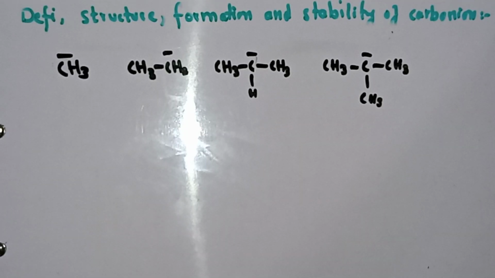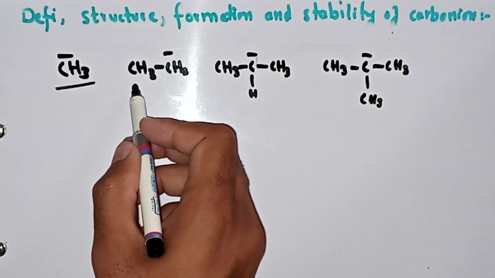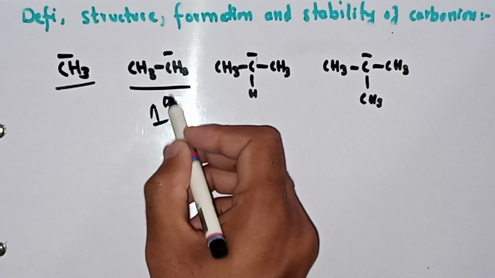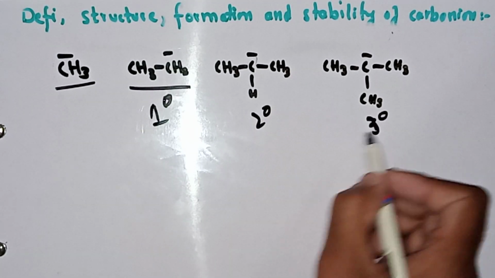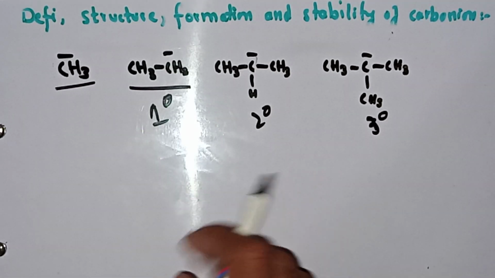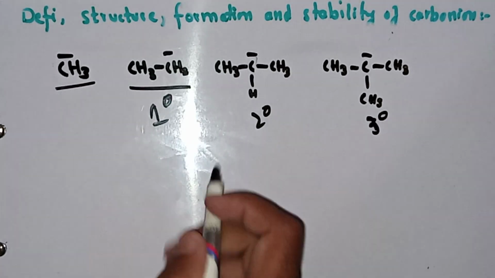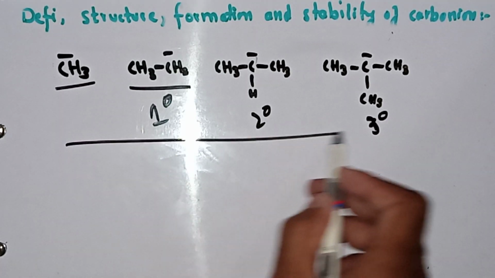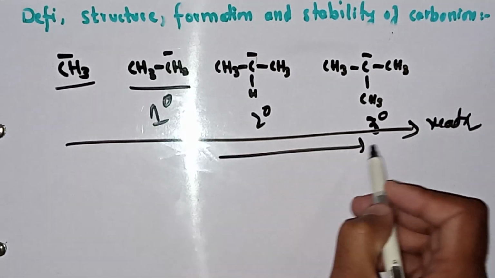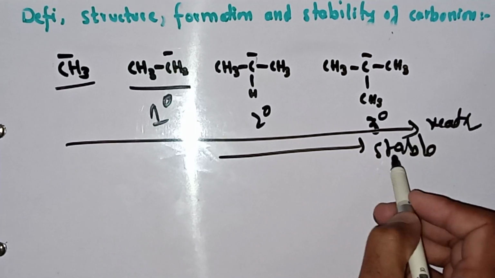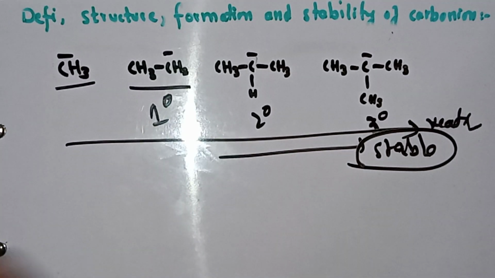So let's take an example. This is the methyl carbanion. This is a primary carbanion, 1 degree carbanion. This is a 2 degree, secondary carbanion. This is a tertiary carbanion, 3 degree carbanion. So let's explain the stability of carbanion, or the reactivity of carbanion. Which carbanion will be the most reactive, or which carbanion will be the most stable? How can you draw the order of its stability or its reactivity?